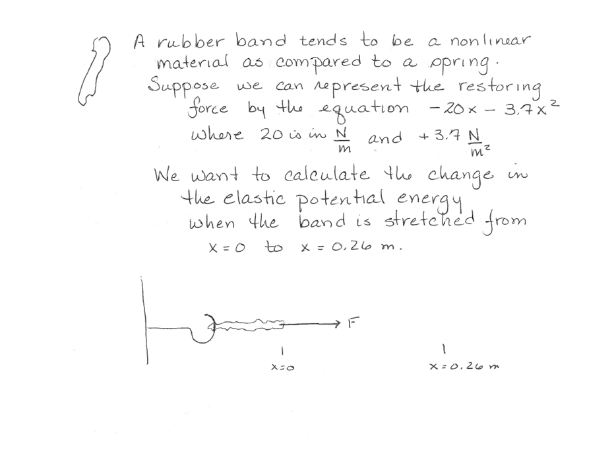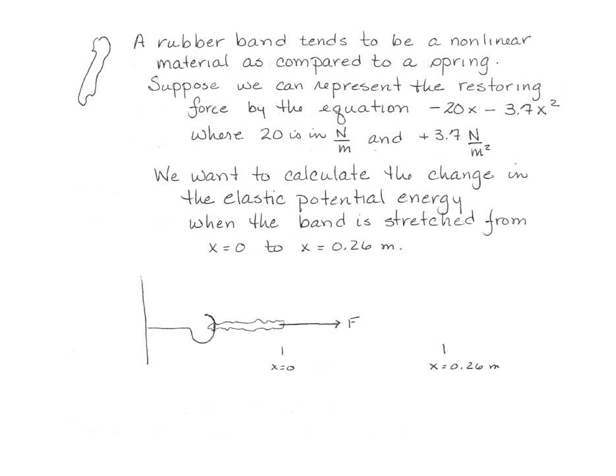You can stretch it, and then all of a sudden it's going to kick into what we call an elastic region, which is going to have it act like a spring, but it's not going to behave the same way. So we have a problem here where the rubber band tends to be a nonlinear material as compared to the spring, and we can actually represent the restoring force by a particular equation. So I'm going to give us the equation of negative 20x minus 3.7x squared. And the coefficients are in Newton meters for the x, and the 3.7 has Newton meters squared.